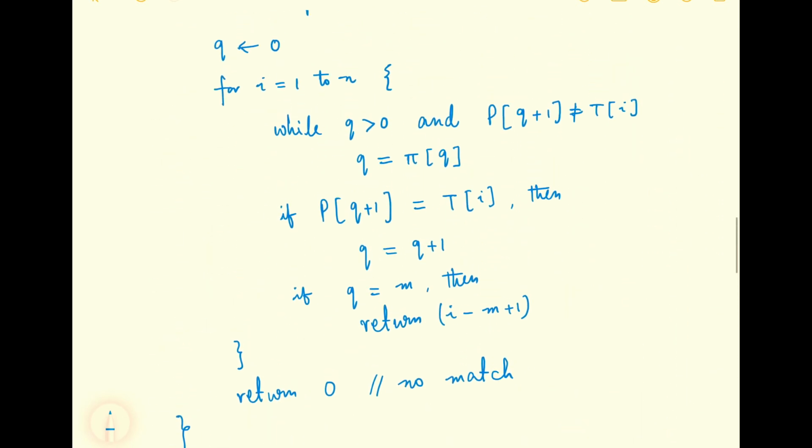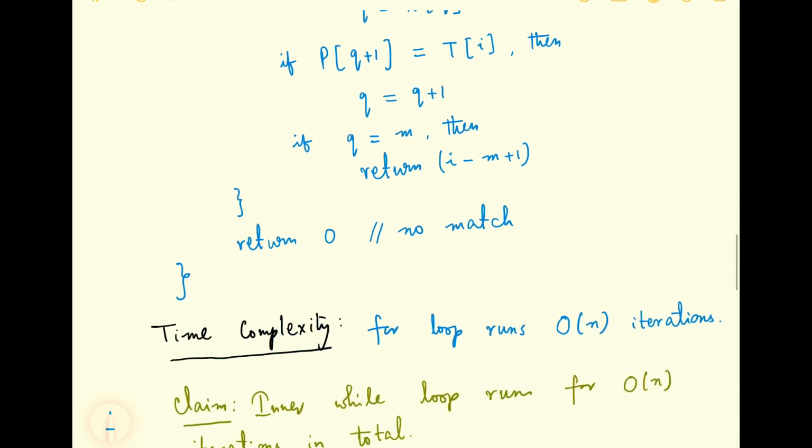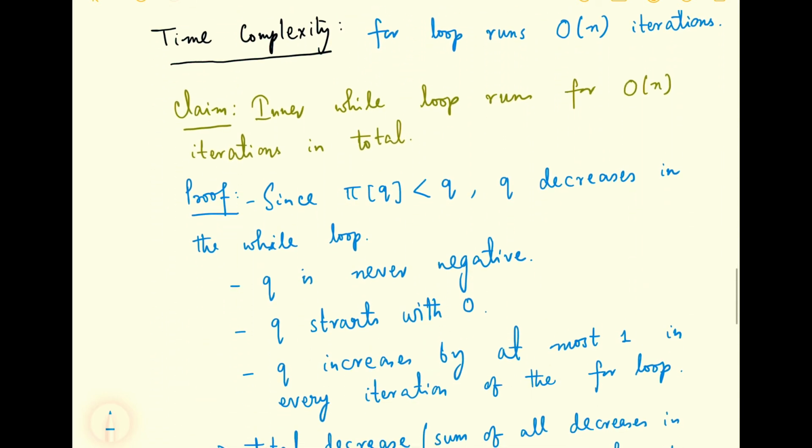The body of the while loop contains exactly one statement, q equal to pi q, and because pi q is strictly less than q, that means q continuously decreases in the while loop. Also, q can never go negative. By the definition, q is only assigned pi q, which strictly decreases, and pi q is always a non-negative number. So q is never negative.